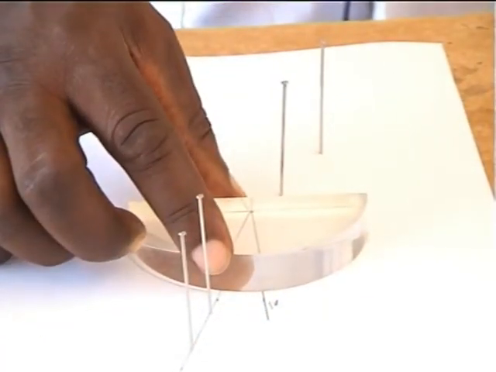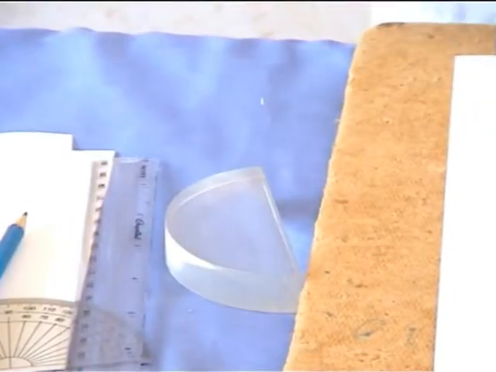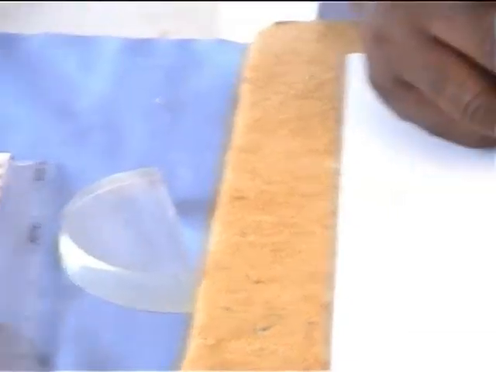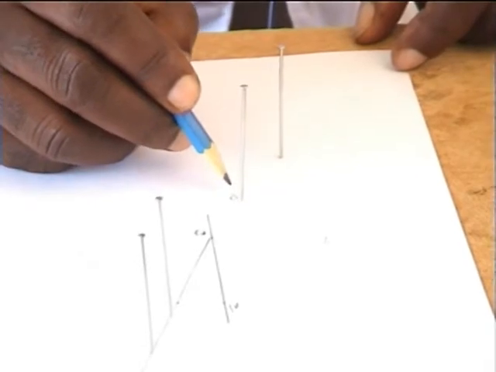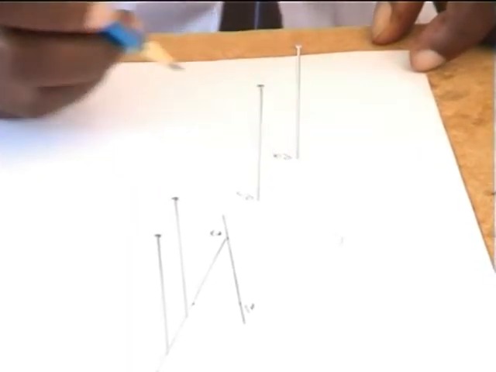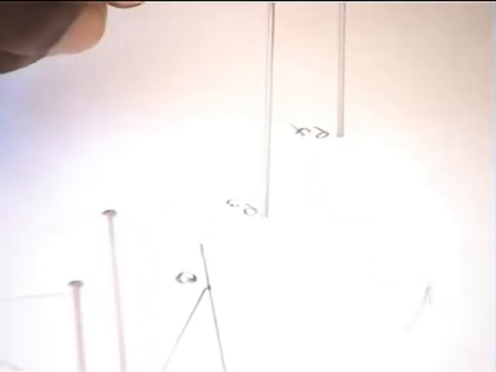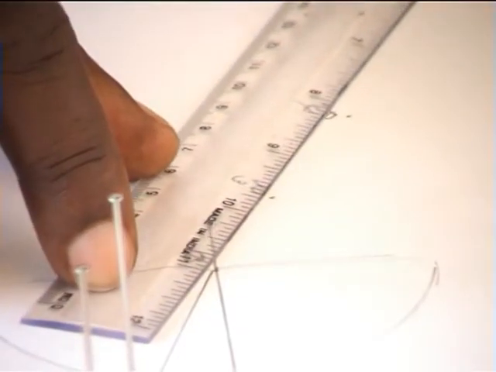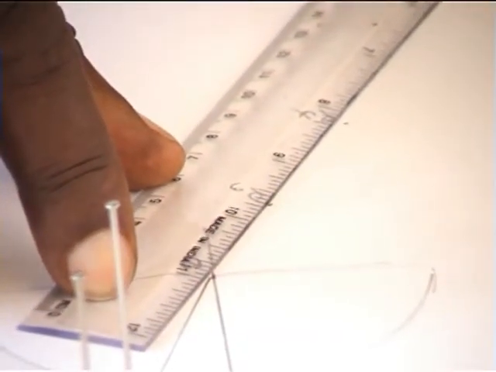Remove the semicircular glass block and mark that point of P3 and that of P4. Then remove P3 and P4 and use a ruler to join those points.